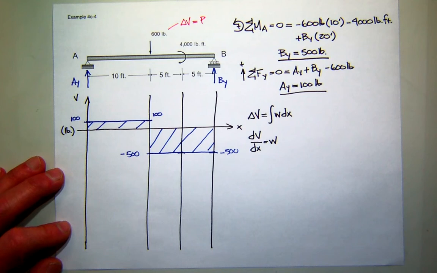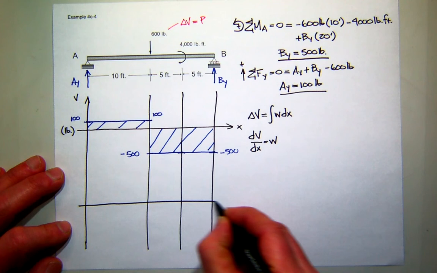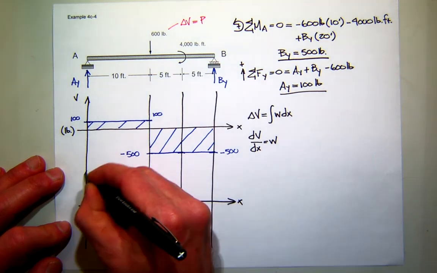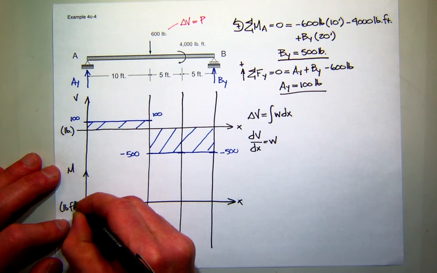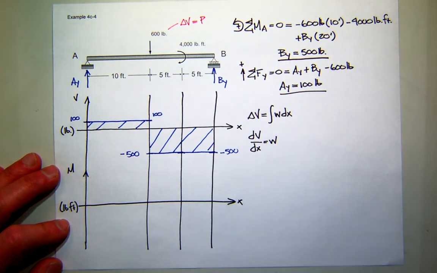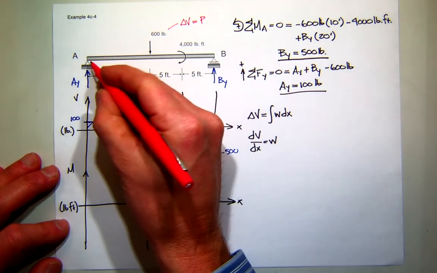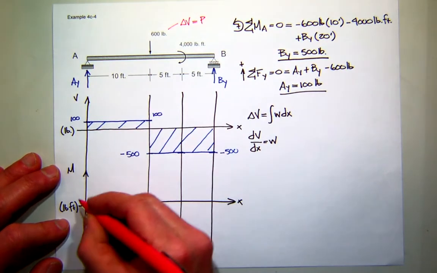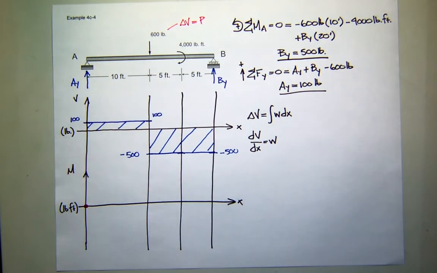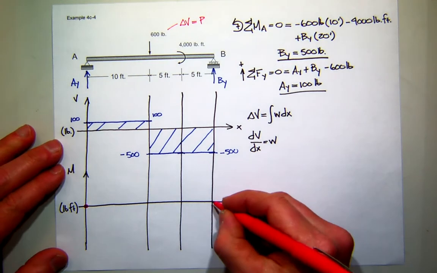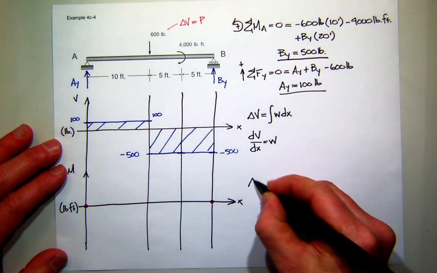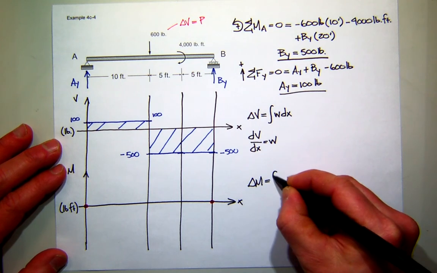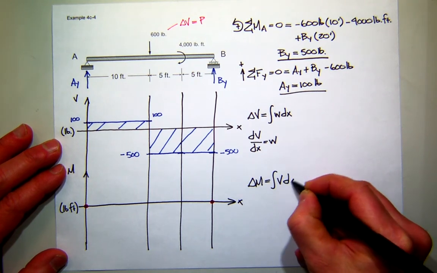Okay, so let's now do our moment. So I'll create positive x, positive moment, and say I want my units to be in pound-feet. What is the moment at A? It's a pin. 0. What is the moment at B? 0. Pretty cool. So now the change in moment is the area under the shear diagram.